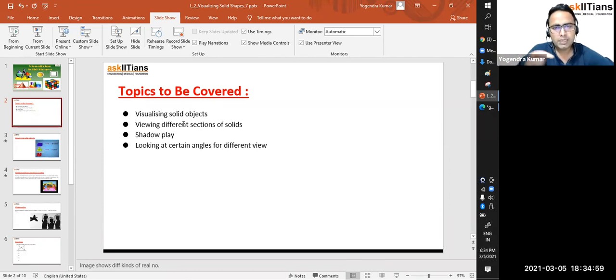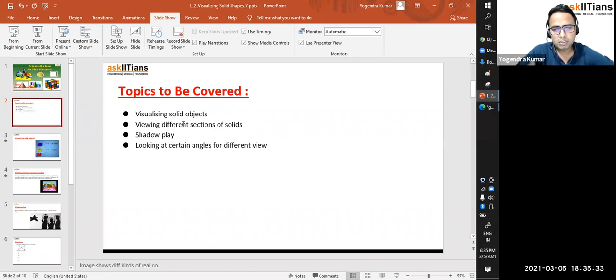Now, shadow play. If I show my hand like this, a shadow will come. Behind it, if I show my finger opposite a bulb, I can see the shadow like this. But if I change my hand like this, that will not give me the exact figure of what I'm showing. That's why we need to see shadow play; sometimes we need to observe from shadows also, looking at certain angles of the different views.